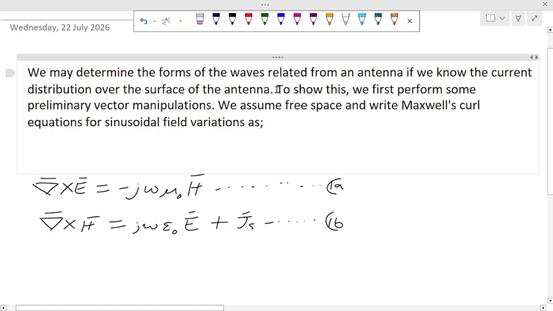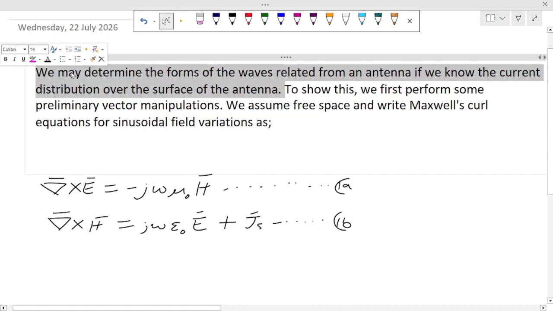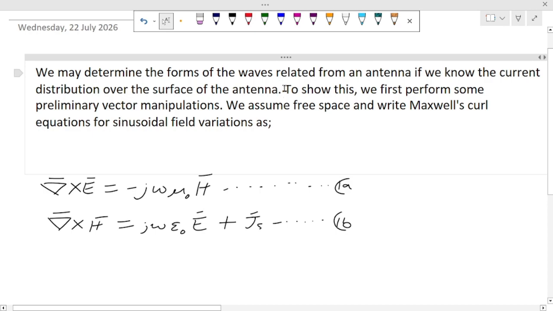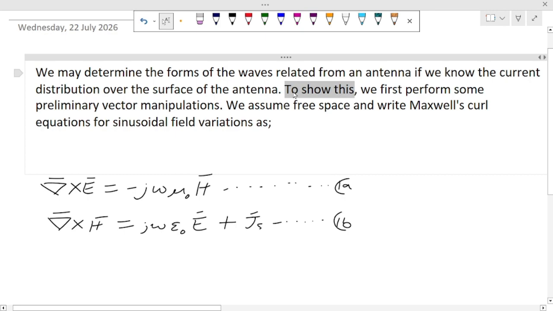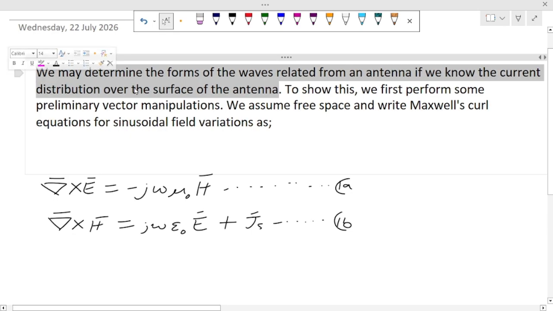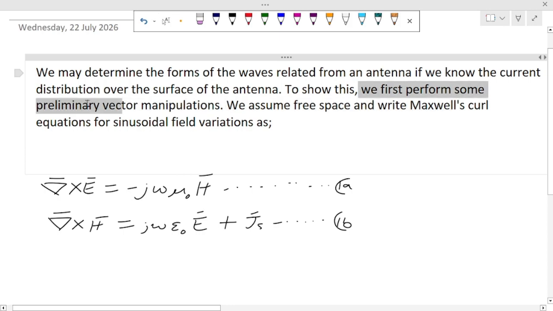All right, with this being said and explained, the next thing that was said in class is this: to show this, people of electrical electronics, to show this, what is the "this" here? This is talking about what we just explained. Are we together? To show that we may determine forms of waves radiated from an antenna if we know the current distribution over the surface of the antenna, we first do what? Perform some preliminary vector manipulations.